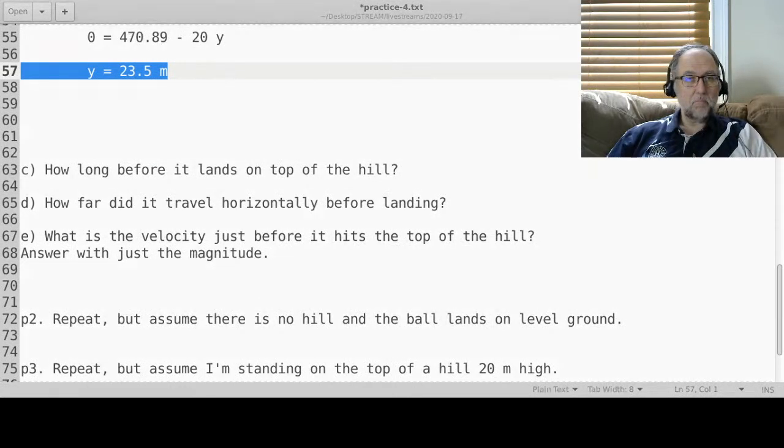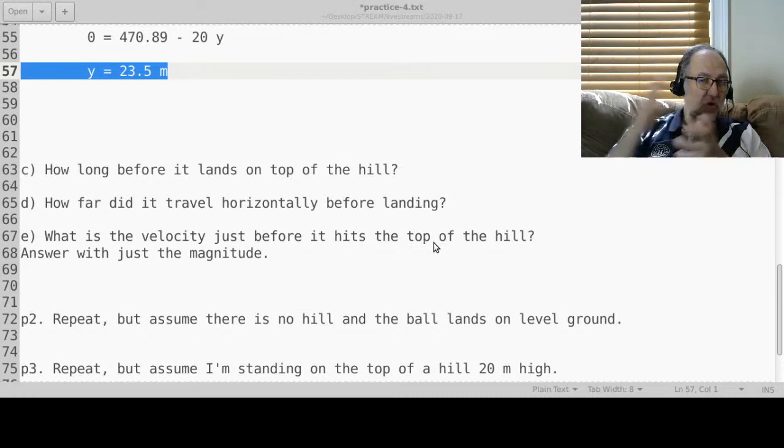The next three problems go together. How long before it lands on the top of the hill? How far did it travel horizontally before landing? And what is the velocity just before it lands? Now, I don't mean to be tricky, but it's a little bit tricky here. Whenever there's a change in either your initial or your final positions, you have to rethink everything. Not that you necessarily have to redraw the diagram, but you really need to rethink it.